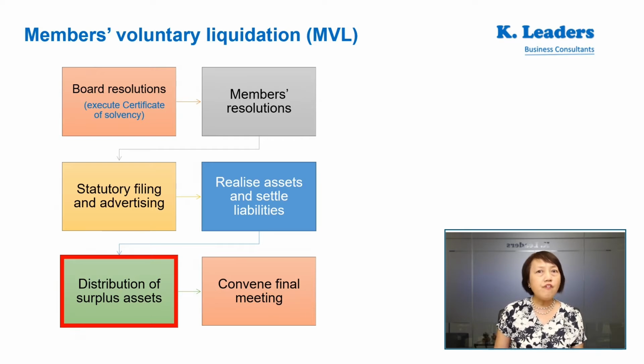Obtaining tax clearance is a very important process that must be attended to by the liquidator. Upon receipt of the tax clearance, the liquidator will then assess the amount of surplus assets available for distribution purposes. If the shareholders want to receive the liquidation distribution shortly after liquidation commences, then the shareholders need to agree with the liquidator in advance before that arrangement can take effect.